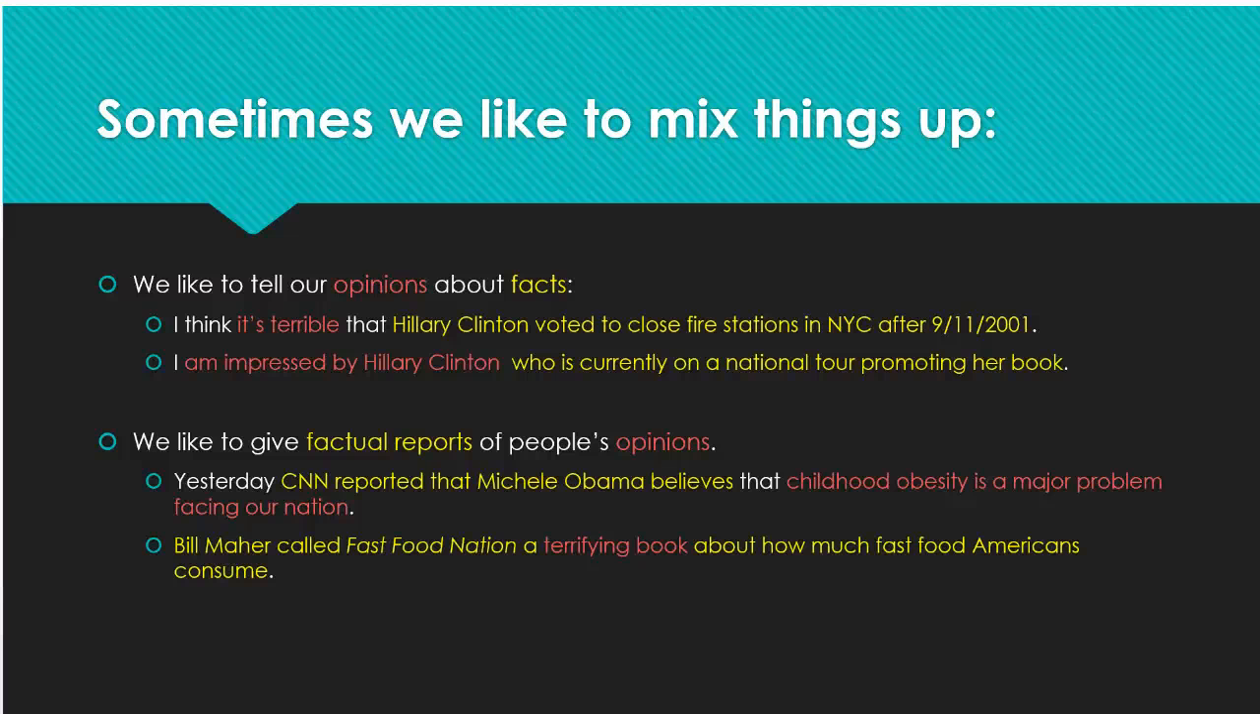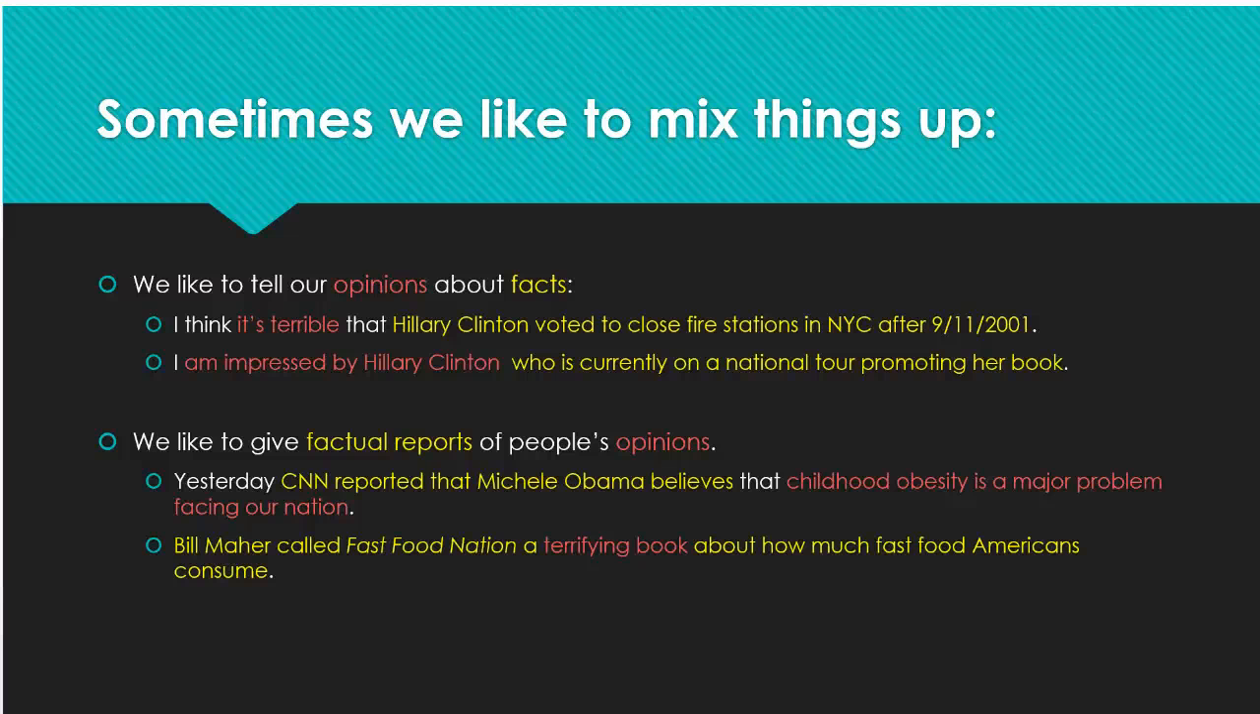I am impressed by Hillary Clinton, who is currently on a national tour promoting her book. It's a fact whether or not she's on a national tour promoting her book right now. You can go onto the internet and see if that's what's really happening in the world and verify it. Whether you're impressed by that or not is a matter of opinion.